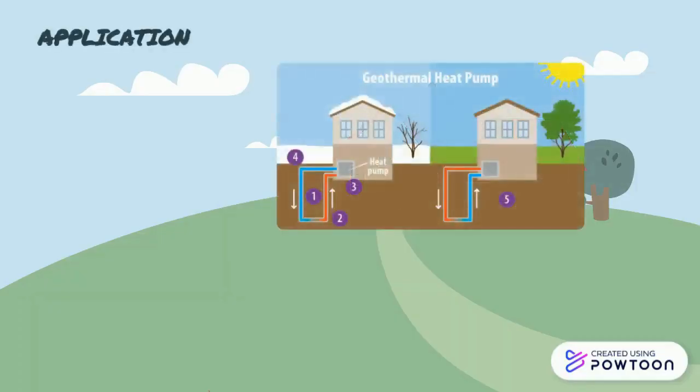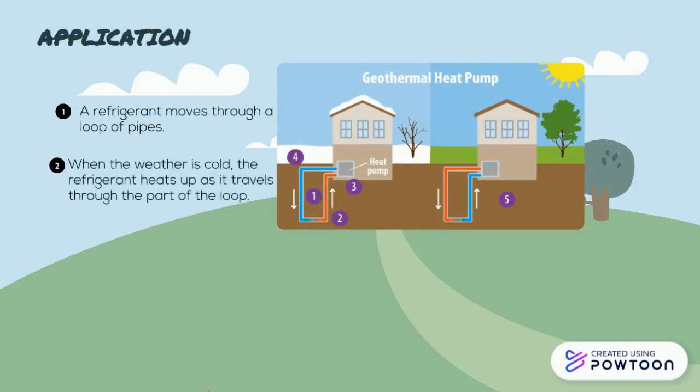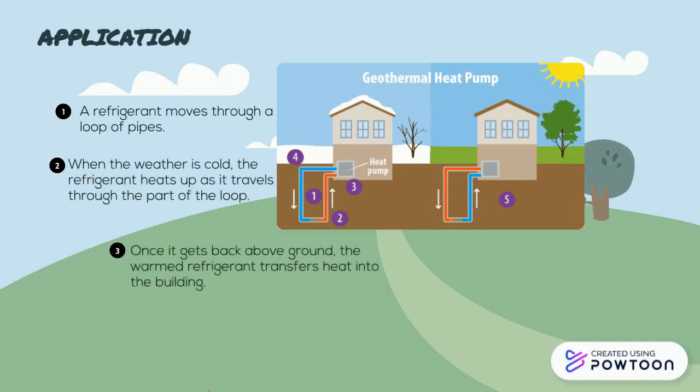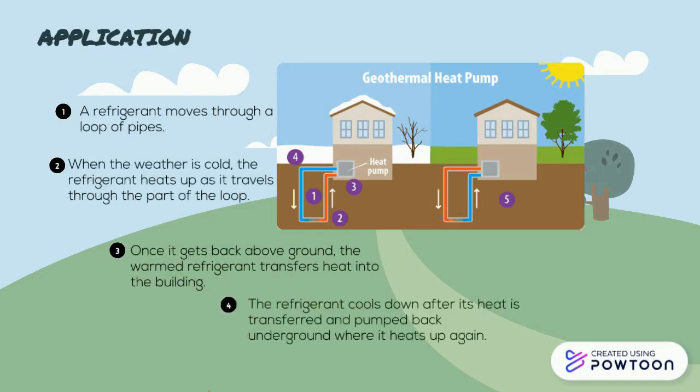Application at home. First, a refrigerant moves through a loop of pipes. Second, when the weather is cold, the refrigerant heats up as it travels through the underground part of the loop. Third, once it gets back above ground, the warmed refrigerant transfers heat into the building. Fourth, the refrigerant cools down after its heat is transferred and is pumped back underground where it heats up again. Last, on a hot day, the system can run in reverse.